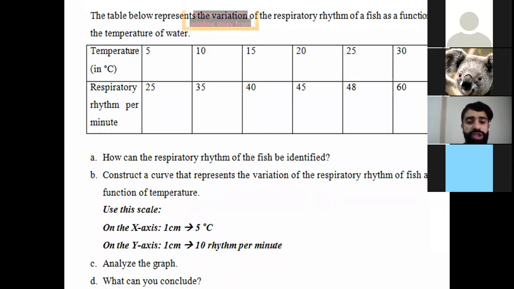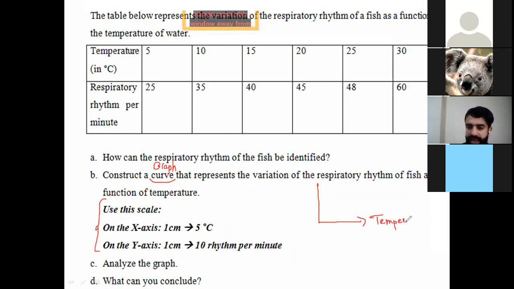Point B, construct a curve that represents the variation of the respiratory rhythm of a fish as a function of temperature. Curve, it means a graph. Okay, it's the same as a graph. So here they gave you a scale. So we have to use the scale. Temperature is found up. Where it should be? It should be down in the graph. So here we have the temperature. You have to write it completely.